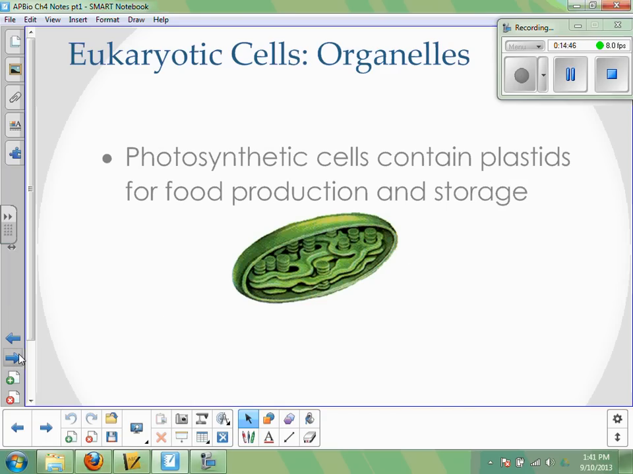Now, not all cells have all these organelles. Some cells have more specialized structures than others, but here's one we especially see that's not in cells we're most familiar with. If a cell is photosynthetic, like plant cells, it's going to have structures inside called plastids. The most famous plastid definitely is the chloroplast, which we'll talk more about later. But plastids are involved in either making food or in storing food. And you probably all remember that chloroplasts definitely are involved in making food, and that's what's pictured here with this green plastid that we're looking at.